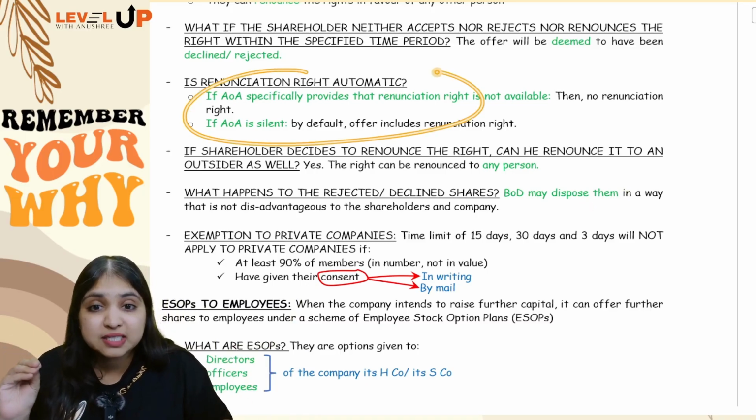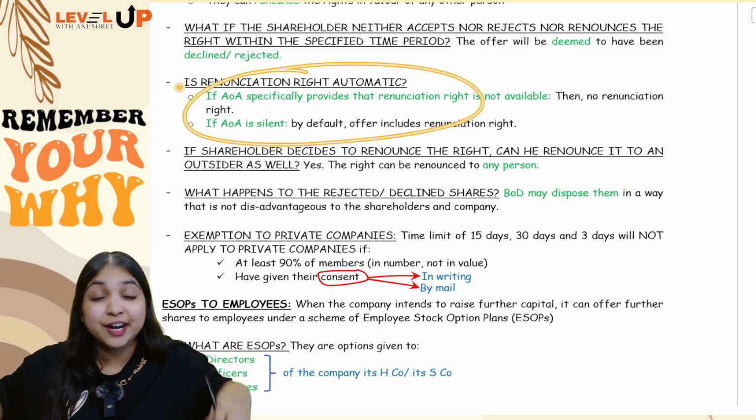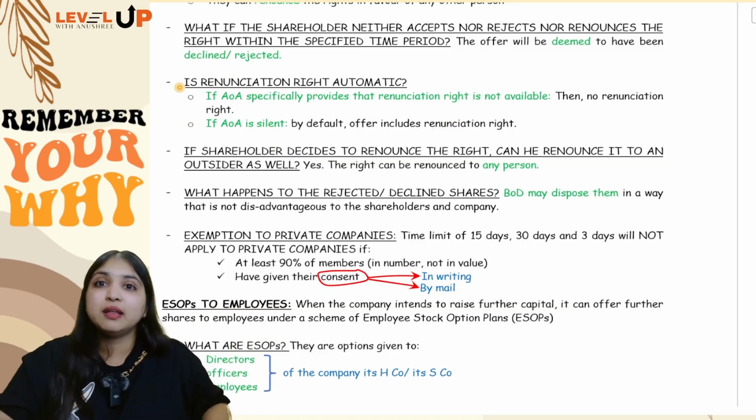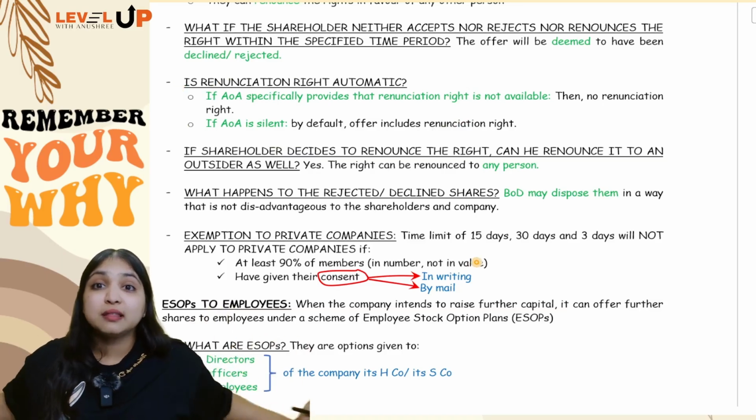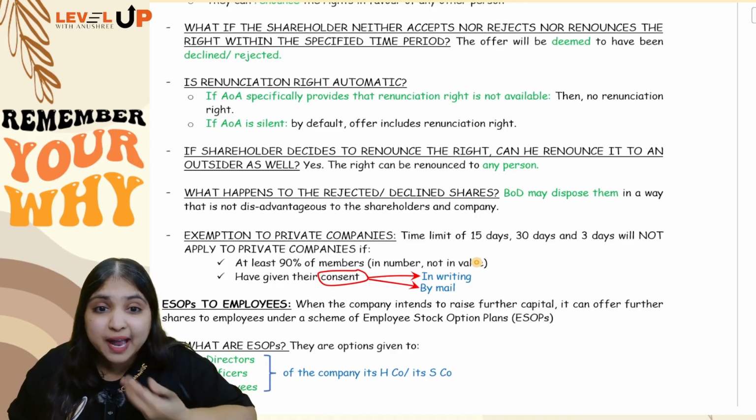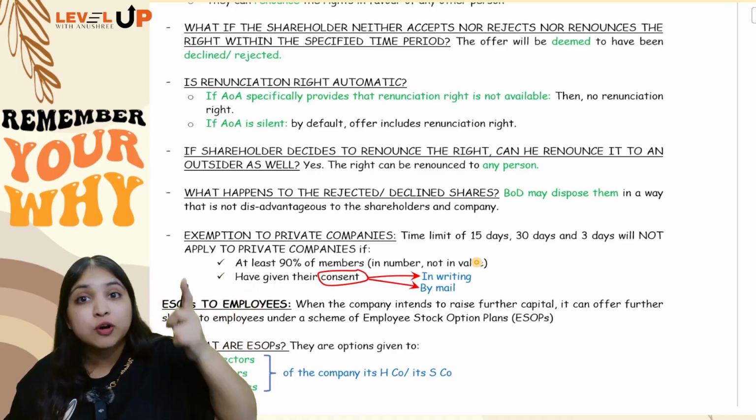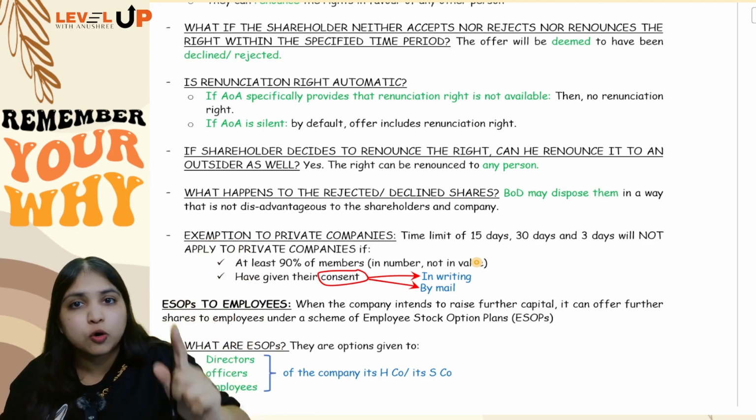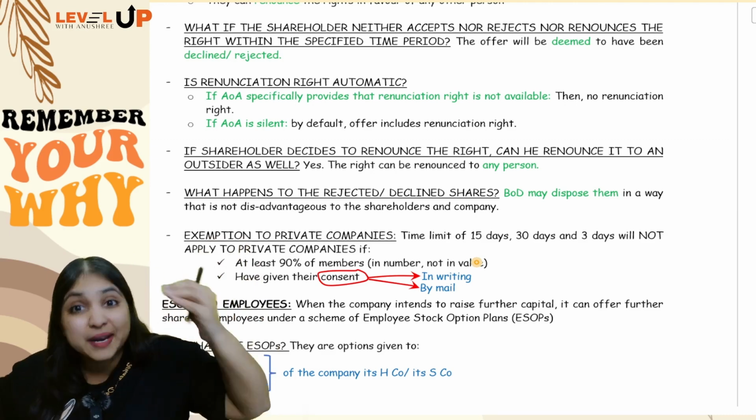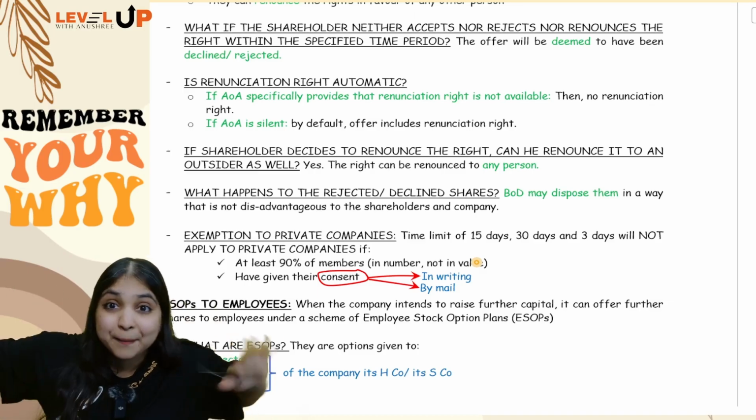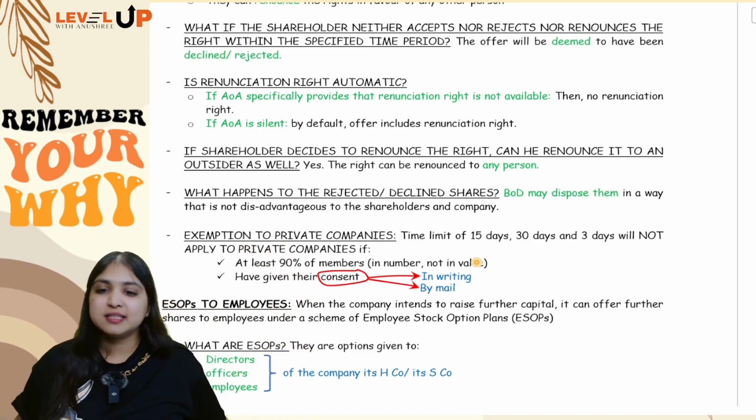Then we discussed this very important point: is the renunciation right automatic? Guys, in the AOA, nothing is written. In the letter of offer, nothing is written about renunciation. Do I have renunciation or not? By default, you will have renunciation. Only if it is mentioned in the AOA, only then no renunciation. By default, we will all have the renunciation right.